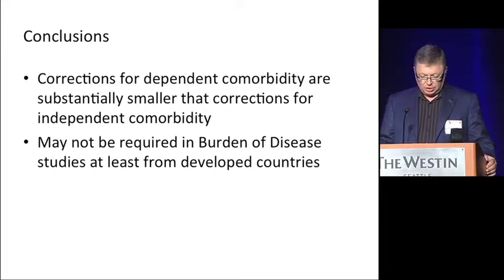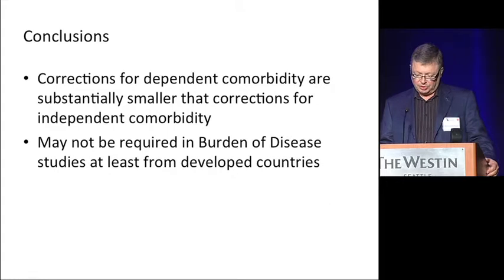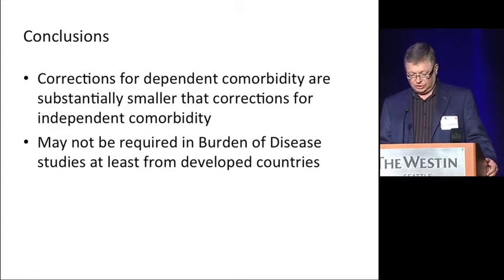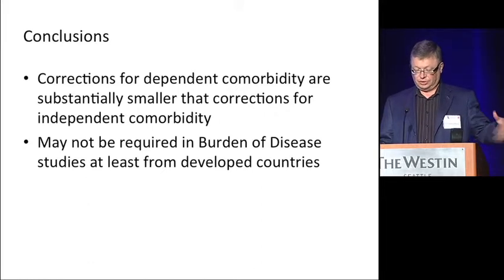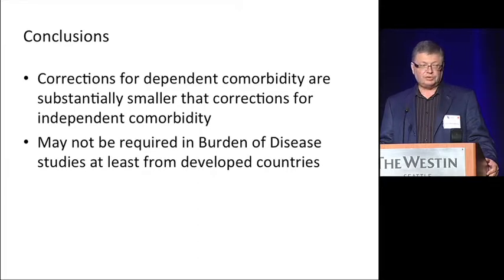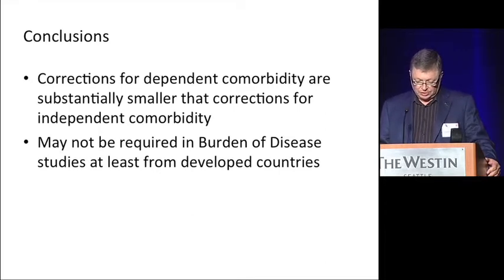First, we've created a system where we will be able to simulate dependent comorbidity change given full or even just partial covariance matrices. So we can use a simulation framework if we can create covariance matrices. Second, I think that we may be able to safely ignore corrections for dependent comorbidity, at least in YLD calculations from developed countries. They're substantially lower than the corrections for independent comorbidity.